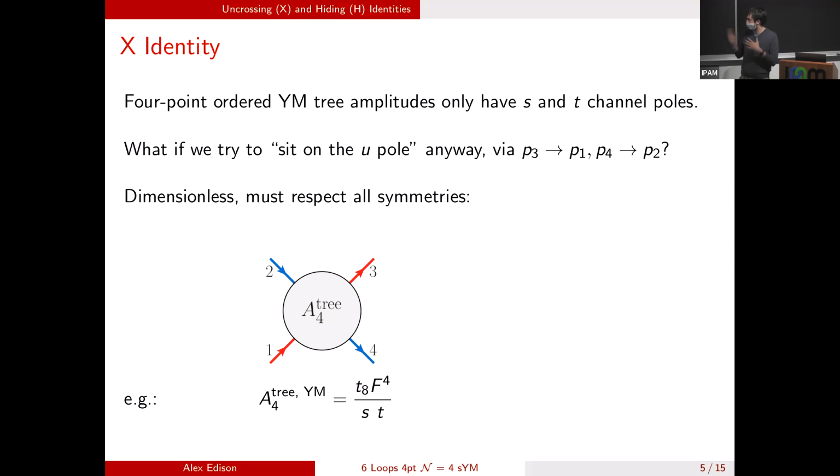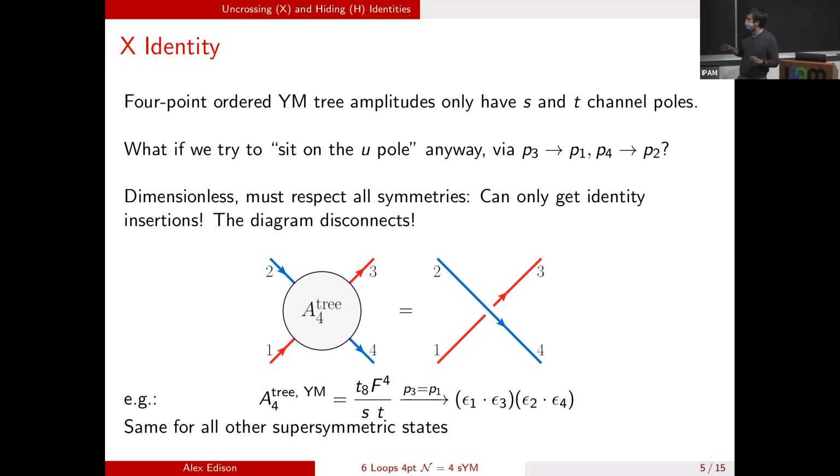The first thing is, well, the amplitude is dimensionless. And even as we take this limit, we have to respect all of the symmetries of the external particles. So the only thing that can happen is that we get an insertion of identities, an insertion of delta functions. And that essentially means that the diagram that used to be planar now disconnects into a non-planar crossing where we have to identify the diagonally opposite states. So in the case of Yang-Mills very specifically, you can just go grab your favorite 4-point tree amplitude representation, take this limit, and the thing that pops out is proportional to epsilon1.epsilon3 times epsilon2.epsilon4.